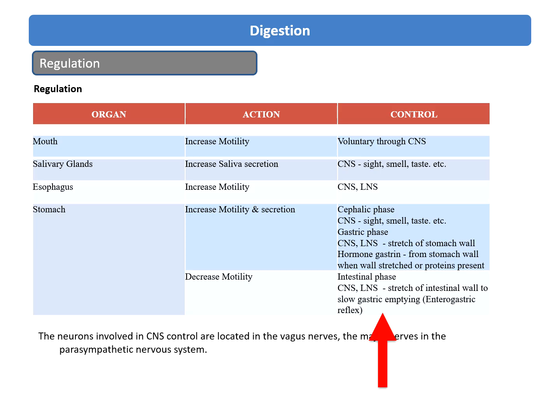And then there's the intestinal phase. It involves both central and local control. Stretch of the intestinal wall slows gastric emptying. This is called the enterogastric reflex, and it allows time for the stomach to do a little more digesting of its food. You remember endocrine control.